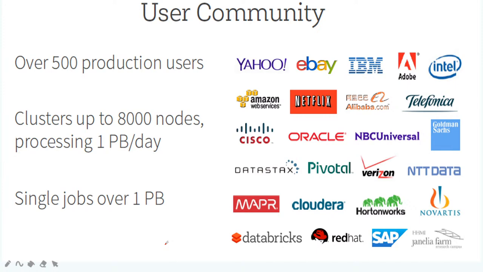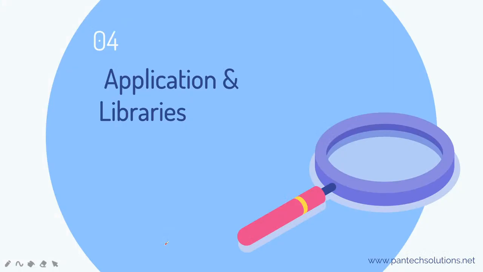Per day we are producing 1 PB, and a single job handles over 1 PB. So this is the user community, like Cisco, Oracle, Netflix, Databricks, and Red Hat. These are some of the users in the community.